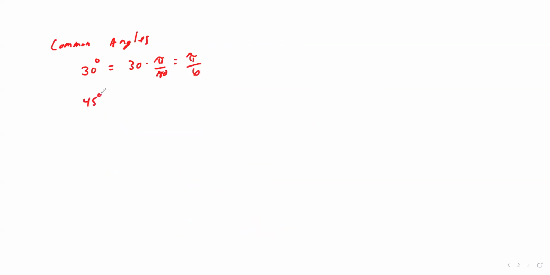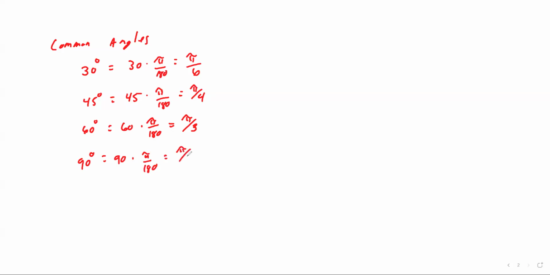Another one is 45 degrees. It would be 45 times pi over 180, and that would give you pi over 4. So if you see 45 degrees, just know it's the same thing as pi over 4, and vice versa as well. 60 degrees, so 60 times pi over 180 would give you pi over 3. 90 degrees, 90 times pi over 180 will give you pi over 2. These are just the first 4 common angles, and we'll use this when we get to the unit of building a unit circle.